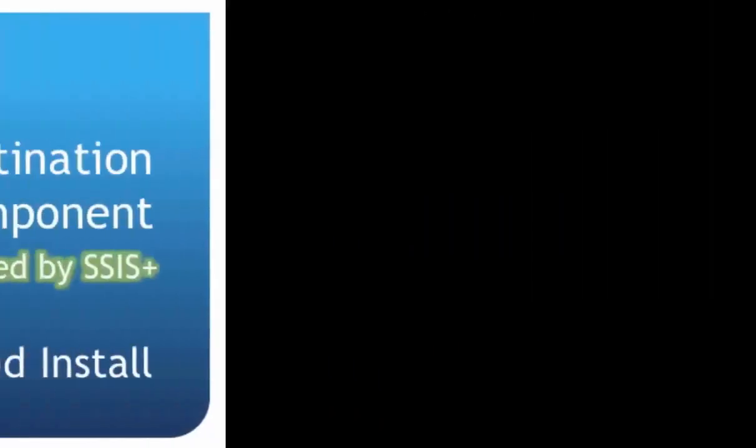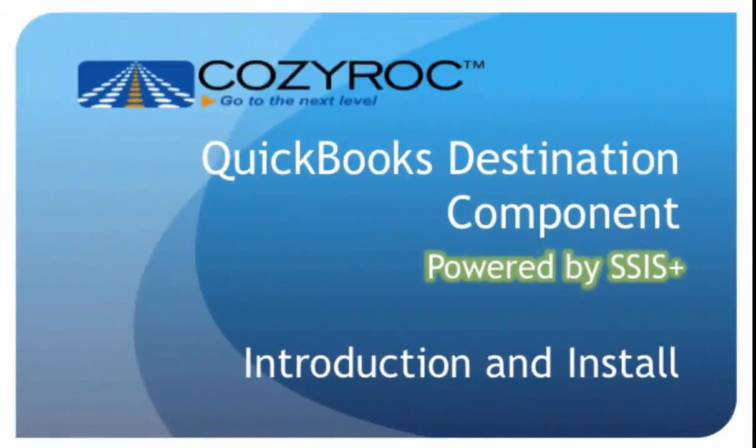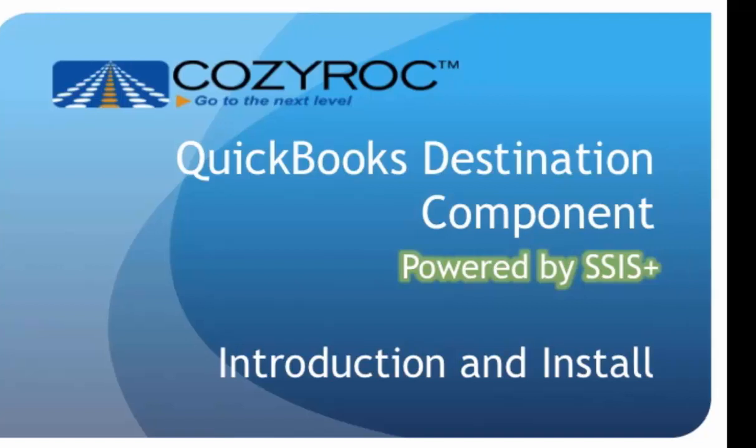www.cozyroc.com. In this video, we're going to talk about the QuickBooks Destination component, which you can use to integrate or migrate data to the QuickBooks Online Edition as well as the Desktop Edition. In this demo, I'll be using a QuickBooks Desktop Edition. This component comes in a package of tasks and components called SSIS Plus that complements the standard SSIS. In COZYROC SSIS Plus product, we provide source and destination components for QuickBooks which support both 32-bit and 64-bit modes. In this demonstration, I'm going to show you how easy it is to create and update customer fields in QuickBooks.